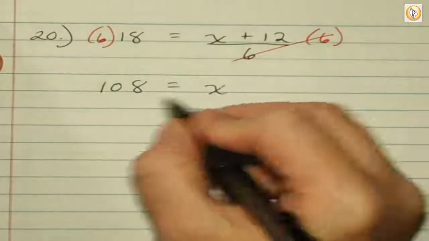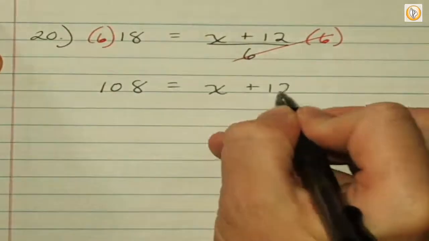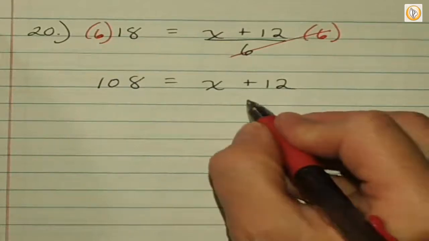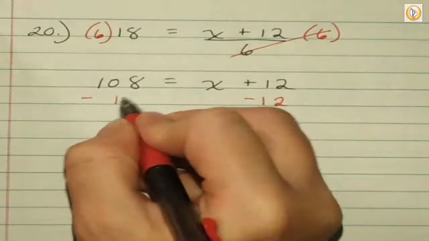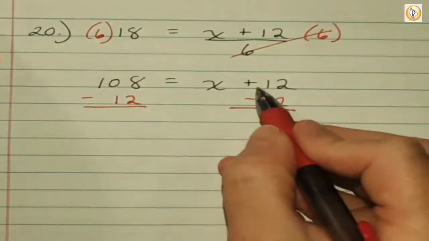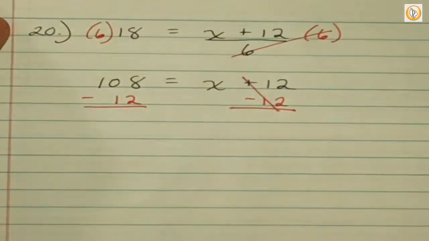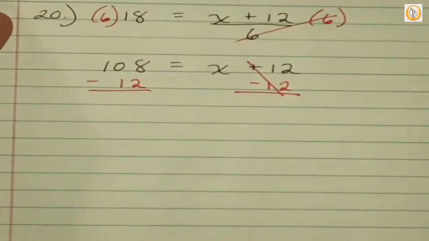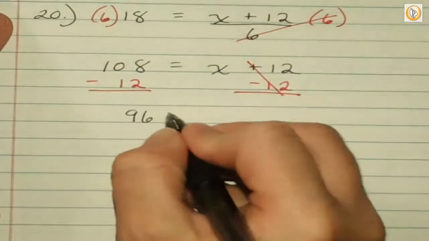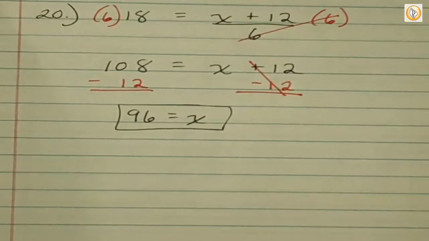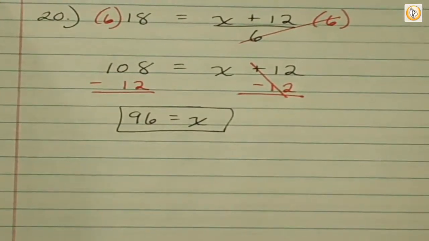And then we have 108 equals x plus 12. Now what do I do? Now you're gonna subtract by 12 because it's the opposite of addition. Very good. Now we're subtracting by 12 because since this is plus 12, that's going to be minus 12. And 108 minus 12 is 96. Very good. Any questions about that one?